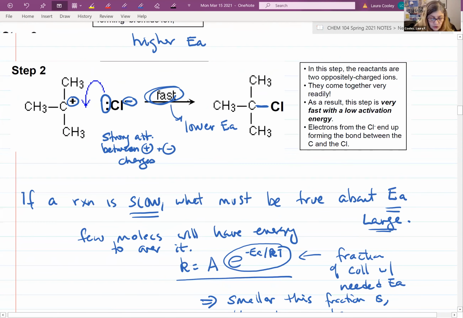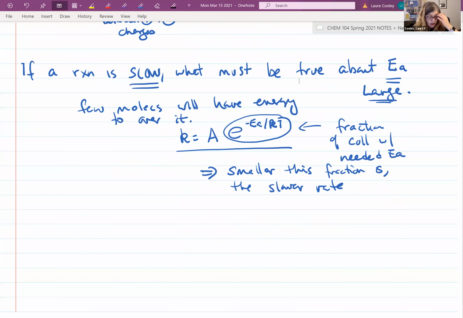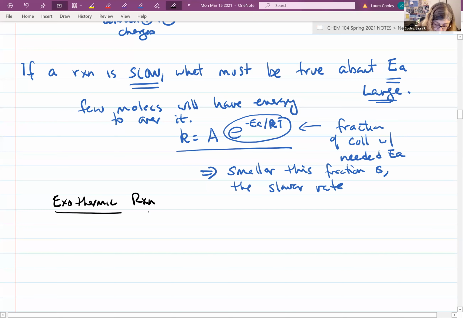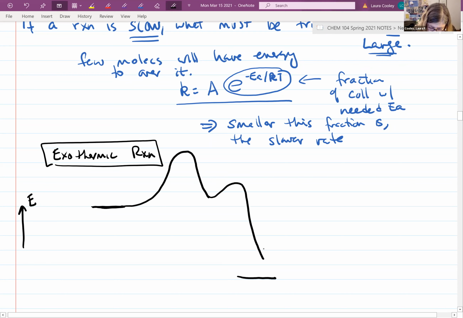So I can actually draw a reaction profile, or at least, I don't know what any of these energies are. I do know that this reaction is an exothermic reaction. You wouldn't know that, you'd have to be given that. So that means that here's your reactants, and your products will be lower down in energy. But what I know is that that first step has a bigger activation energy than the second step.